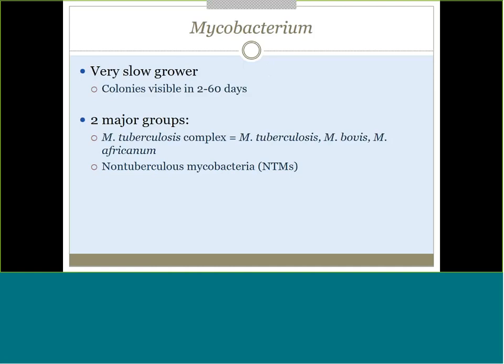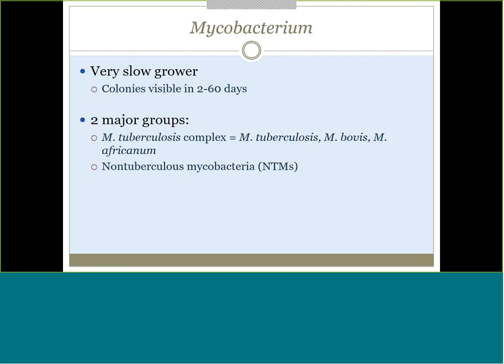Overall, mycobacteria tend to be very slow growers. It takes anywhere from 2 to 60 days for them to grow on agar. There is a group that we call our rapid growers, but the majority of them are slow growing. There are 2 major groups here.